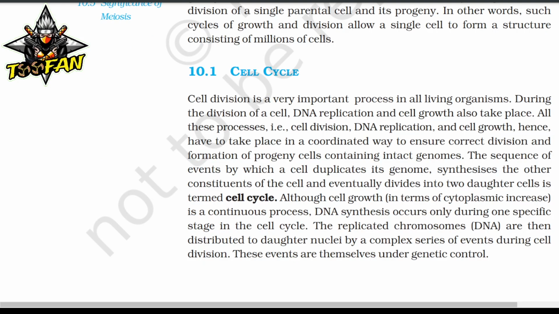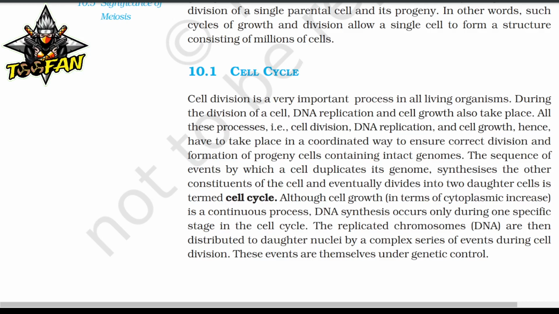Cell division is a very important process in all living organisms. During the division of a cell, DNA replication and cell growth also take place. All these processes, that is cell division, DNA replication and cell growth, hence have to take place in a coordinated way to ensure correct division and formation of progeny cells containing intact genomes. The sequence of events by which a cell duplicates its genome, synthesizes the other constituents of the cell and eventually divides into two daughter cells is termed cell cycle.